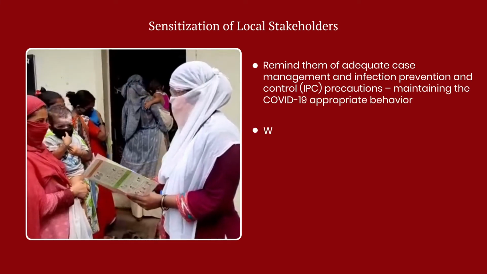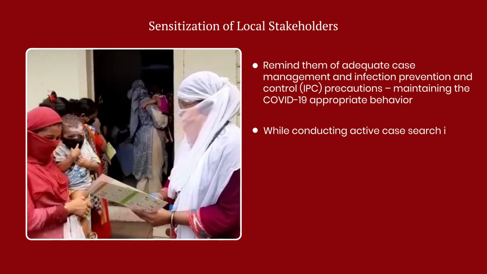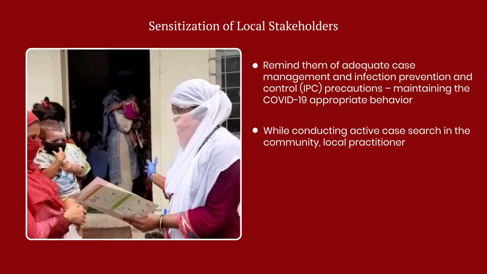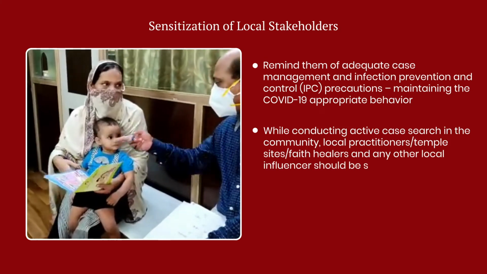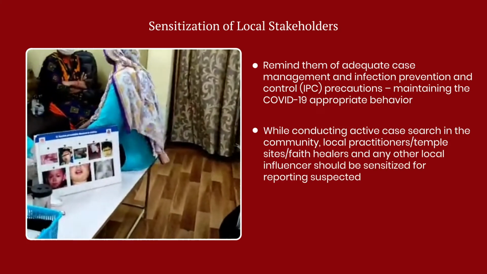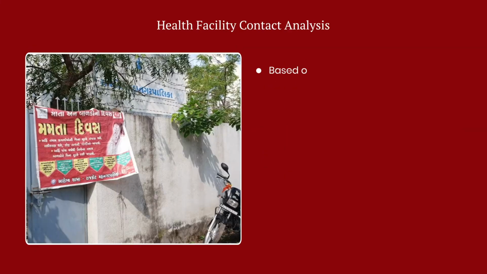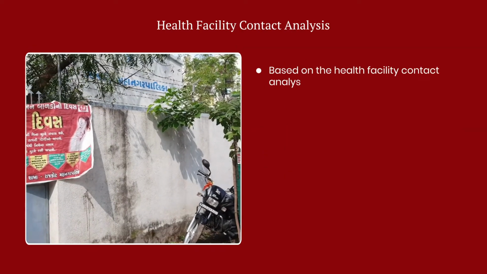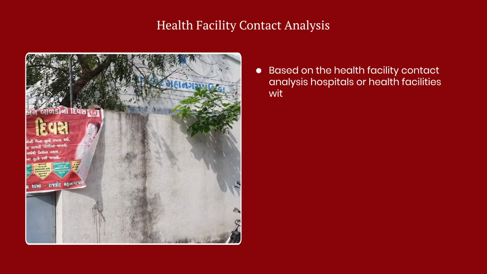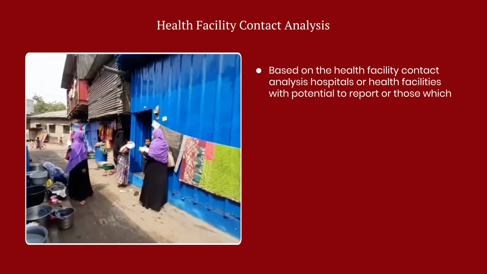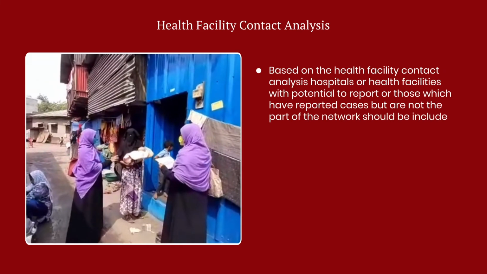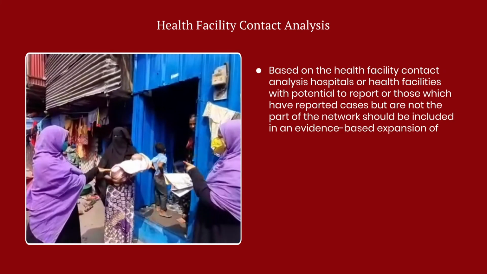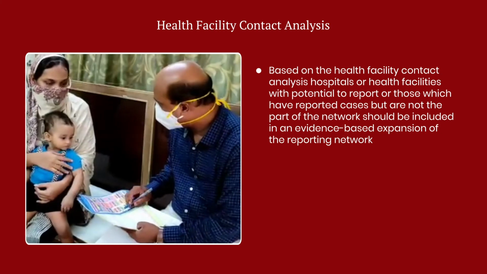While conducting active case search in the community, local practitioners, temple sites, faith healers, and any other local influencers should be sensitized for reporting suspected measles cases. Based on the health facility contact analysis, hospitals or health facilities with potential to report, or those which have reported cases but are not part of the network, should be included in an evidence-based expansion of the reporting network.